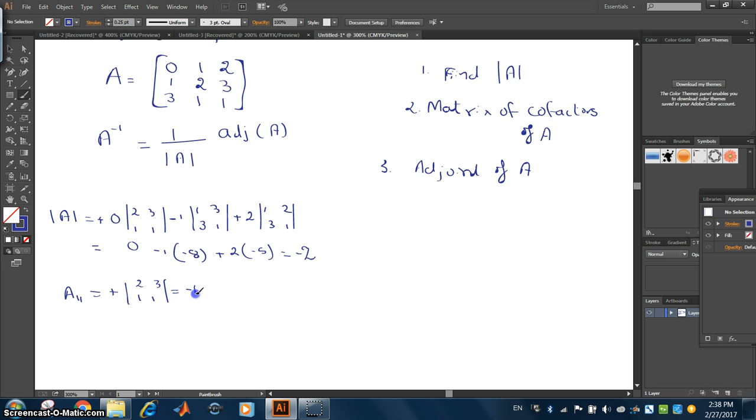minus 1. Then A12, first row, second column, what is the number? 1. What sign will come? Minus. What is the minor of this? 1. Cancel this and this. 1, 3, 1, 3, 3, 1. Then A13, it will be plus 2 multiplied by, cancel this row and this column. 1, 2, 3, 1.